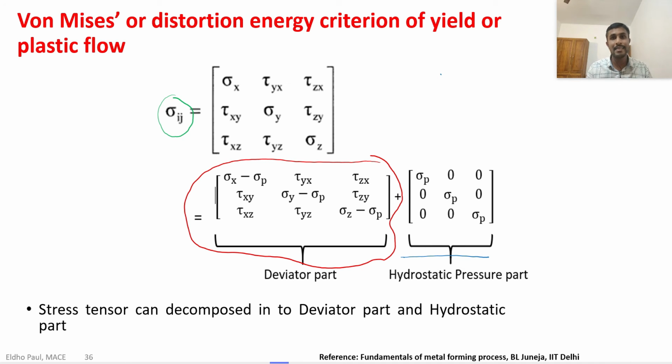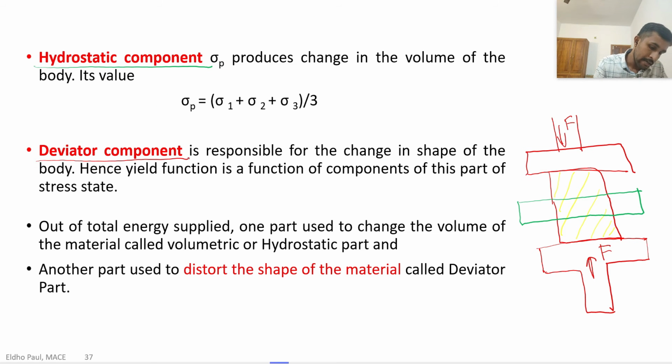So we can say the deviator part actually performs the shape change, and it is the usable part out of the total load applied. The deviator part is responsible for change in shape of the body. Hence, the yield function is a function of the components of this part of the state of stress. During deformation, we need shape change; we don't need any volume change. So the deviator part helps to change the shape of the component.